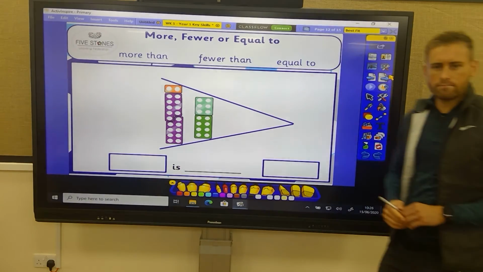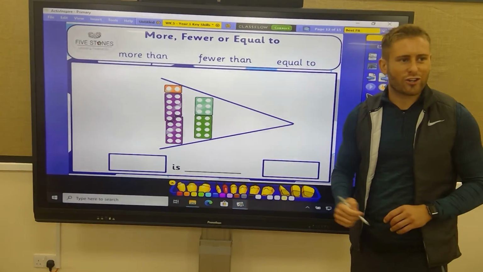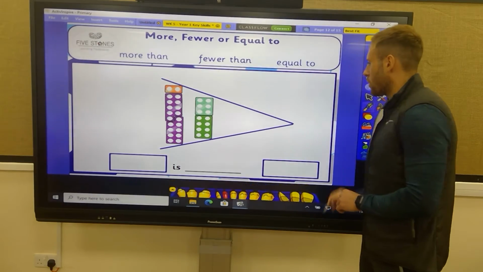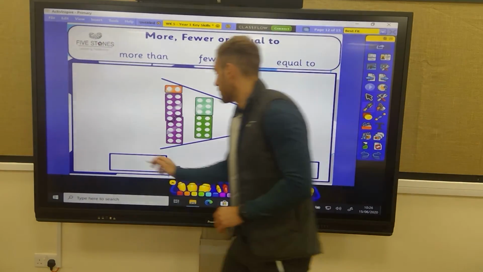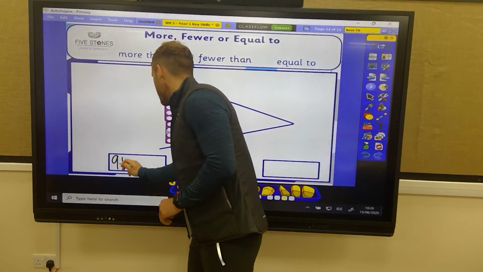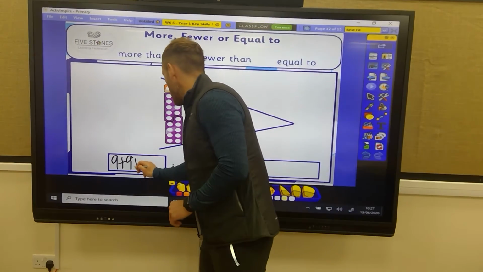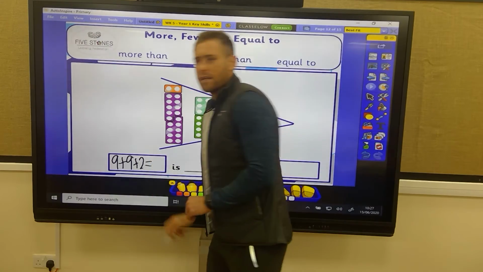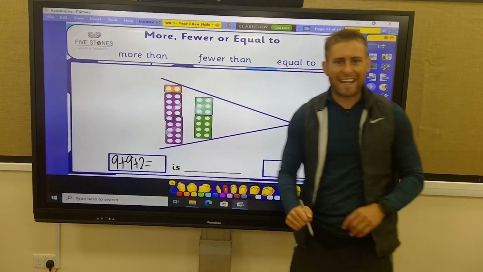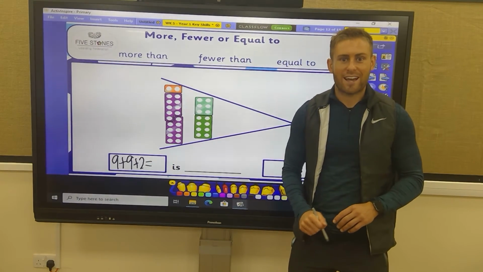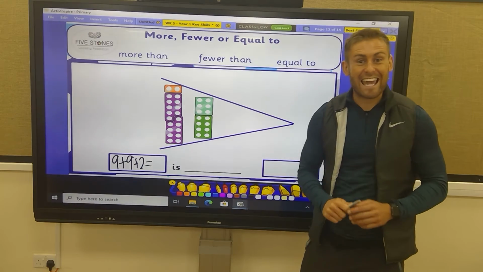Oh, a different one. Again, we've got a number sentence this time. What can we see? We can see 9. And another 9. And 2. And what does that equal? Does anybody know what double 9 is? Double 9 is 18.